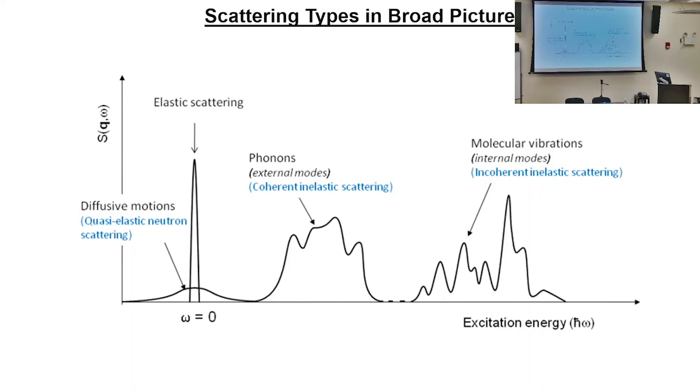Now, if you go to higher energy transfers, then you will see what we call phonons. And these phonons are basically nothing but collective vibrations of atoms in crystals and lattices. And this is coherent inelastic scattering. If you go further, to even higher energy transfer, then you will see inelastic peaks. And these inelastic peaks are because of molecular vibration.